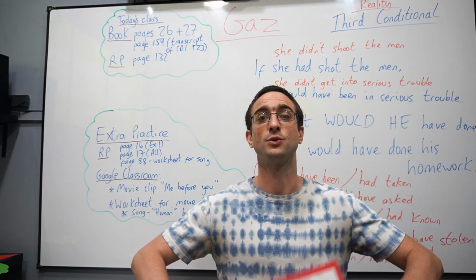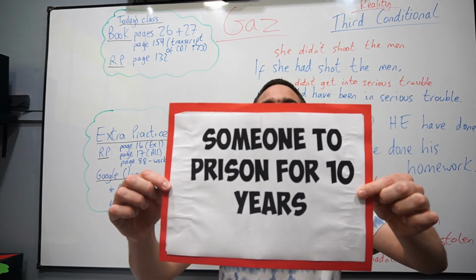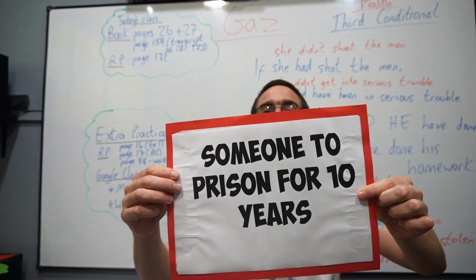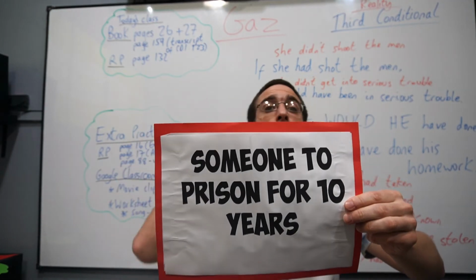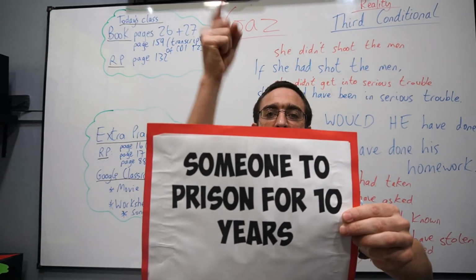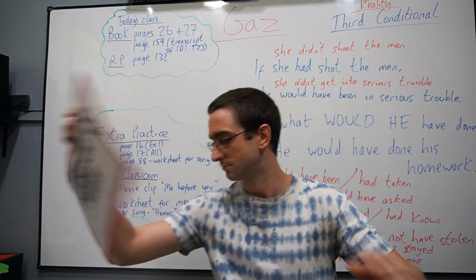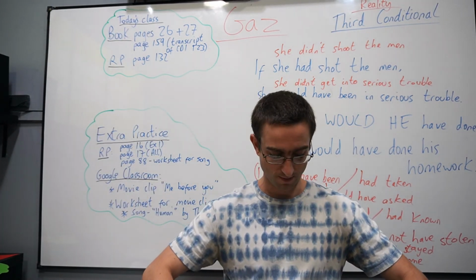What have we got here? We've got someone to prison for 10 years. And what's the verb? Send. Send someone to prison for 10 years. Next one.